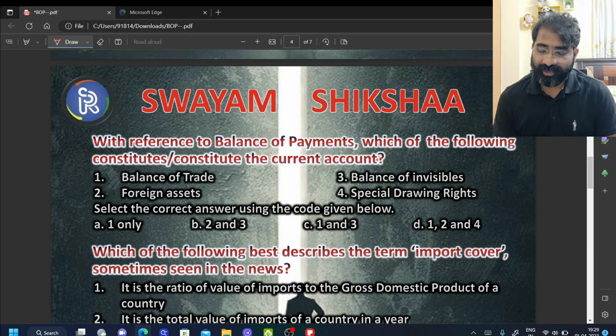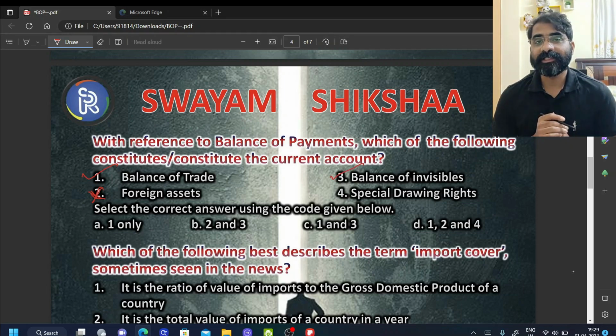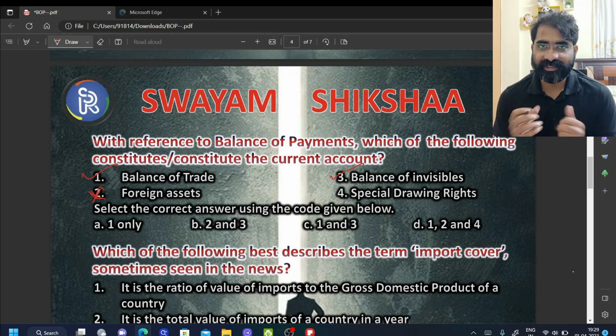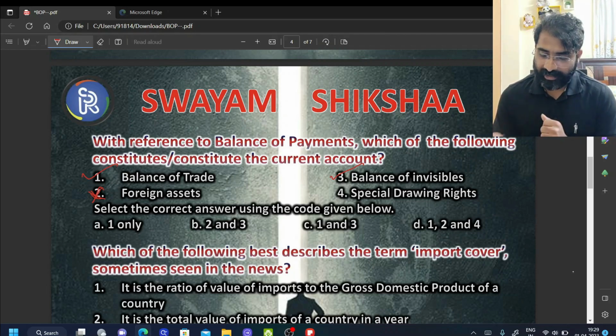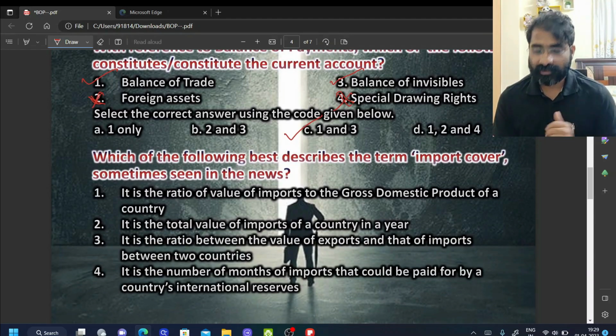With reference to BOP, which of the following constitutes the current account? Now, reverse type of question. Now, current account, trade, the visible part, assets is something part of the capital. Okay. Invisibles, yes. That is about the unilateral transfers, services, income, etc. And special drawing rights, no. So, answer should be 1 and 3. Concept is clear. Then it is simple.